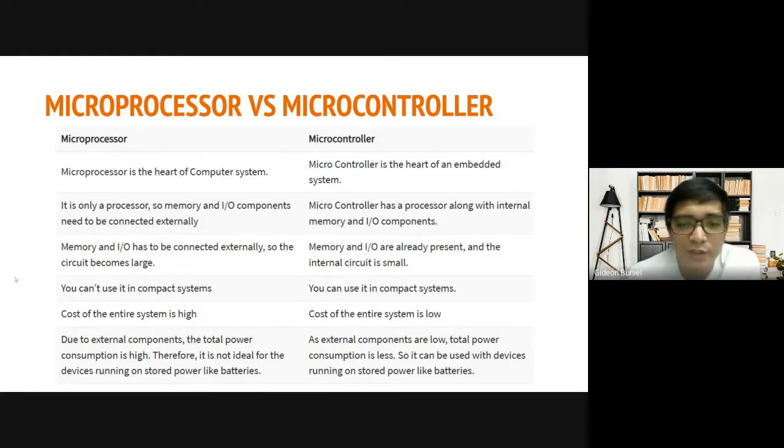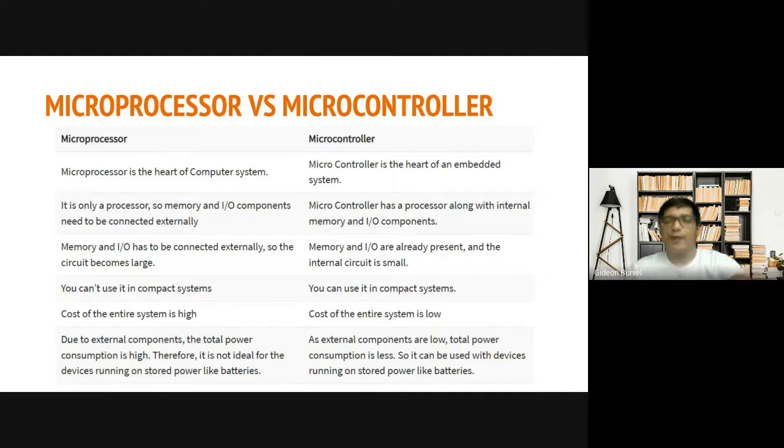Microprocessor, okay? So these are comparisons. The microprocessor is the heart of a computer system, as we all know. On the other hand, the microcontroller is the heart of an embedded system. So there's a difference between a computer system and an embedded system.